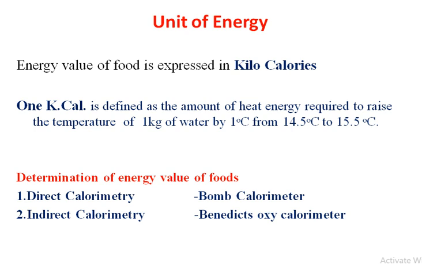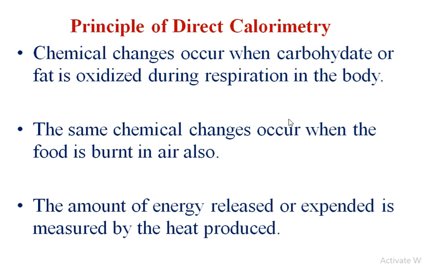Now let's see the determination of energy value of food. The determination of energy value of food can be done in two ways. One is direct calorimetry and another one is indirect calorimetry. In direct calorimetry, the instrument used for the determination is the Bomb calorimeter. In indirect calorimetry, the instrument used to determine the energy value of food is Benedict's oxycalorimeter. In this session, we are going to see about direct calorimetry.